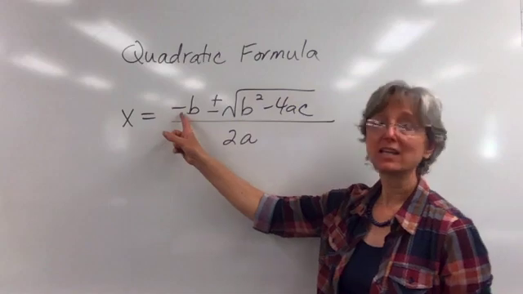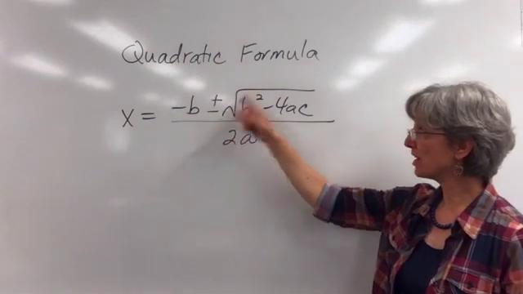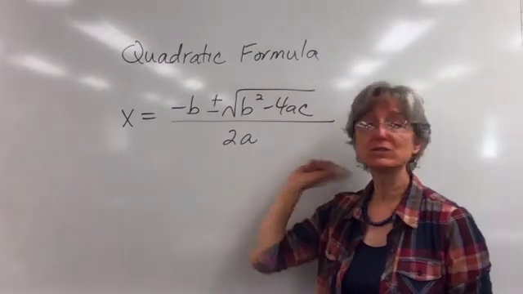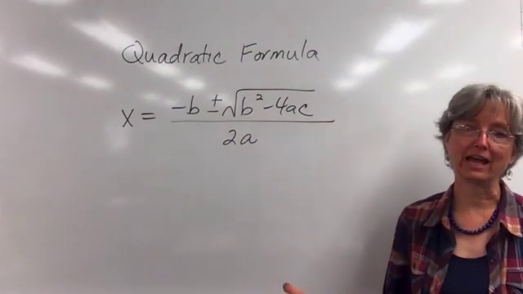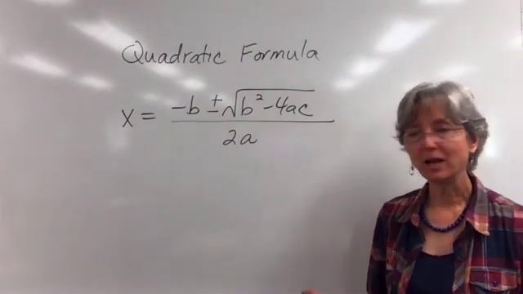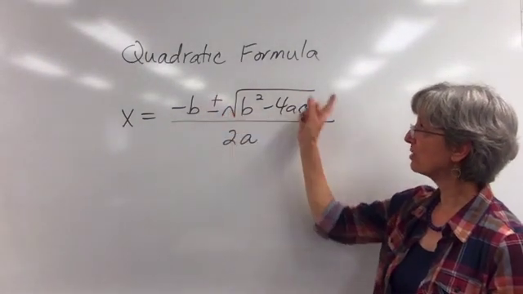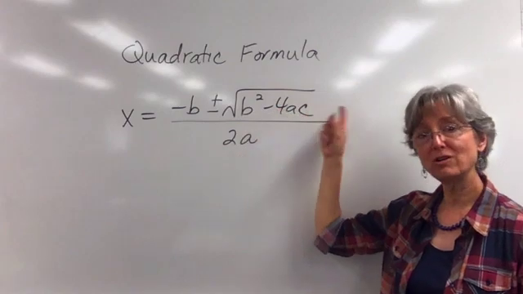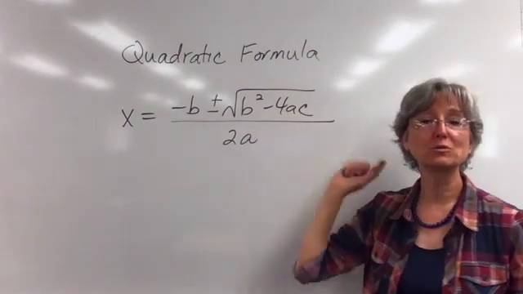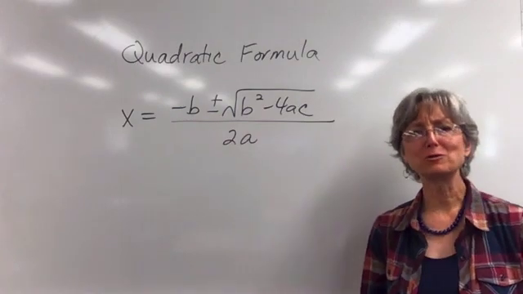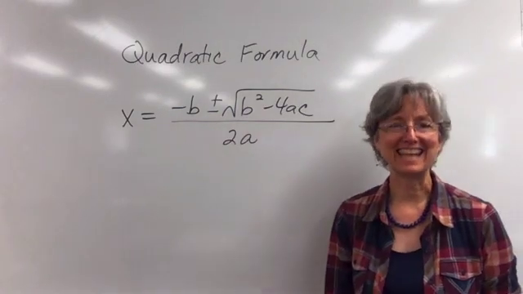X equals negative b plus or minus the square root of b squared minus 4ac all over 2a. And there you have it. Sing it, hum it. X equals negative b plus or minus the square root of b squared minus 4ac all over 2a. And if we were in class together, I'd make you sing it with me. Aren't you glad you're watching this on a video instead?